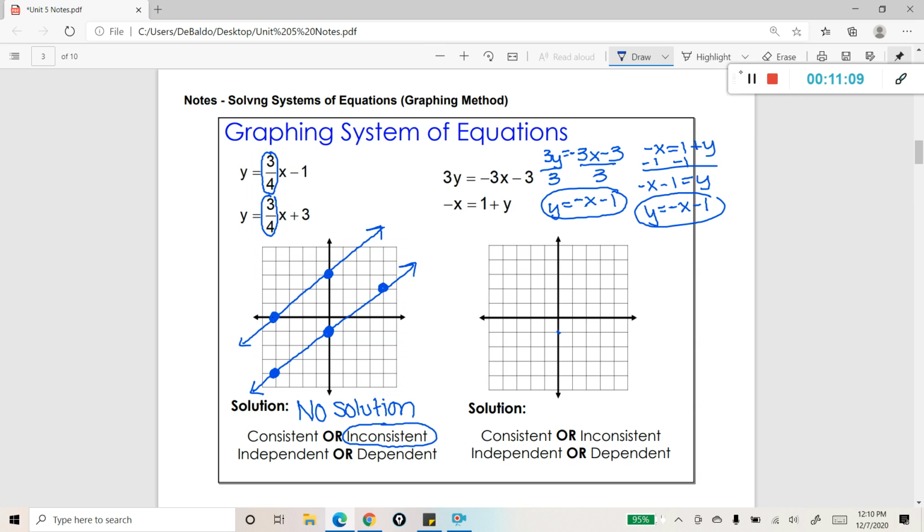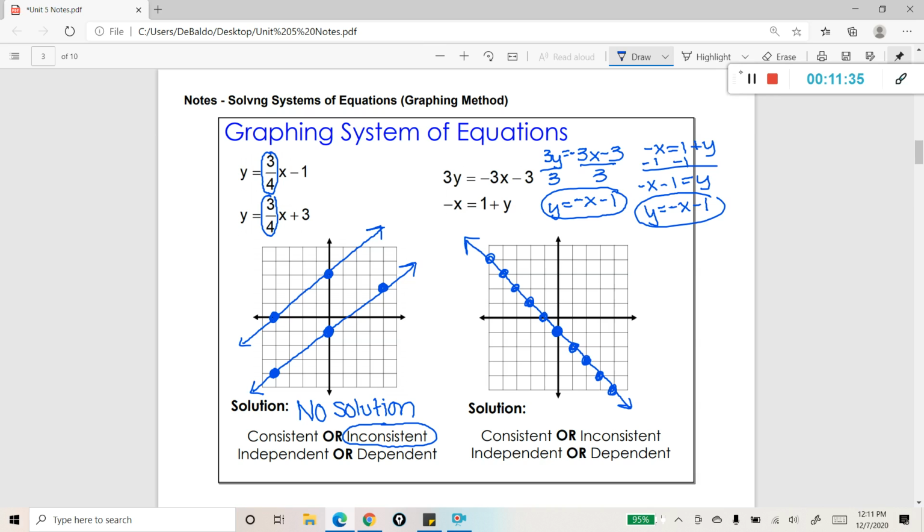Let's go ahead and graph that line. So I have negative 1, and then of course I have a slope of negative 1 as well. So I'm going to go ahead and graph those points in there. And I'm going to draw my line. And you don't need to draw two on top of one another. One will be just fine. It represents that you have two lines there. You're just going to represent it one time.